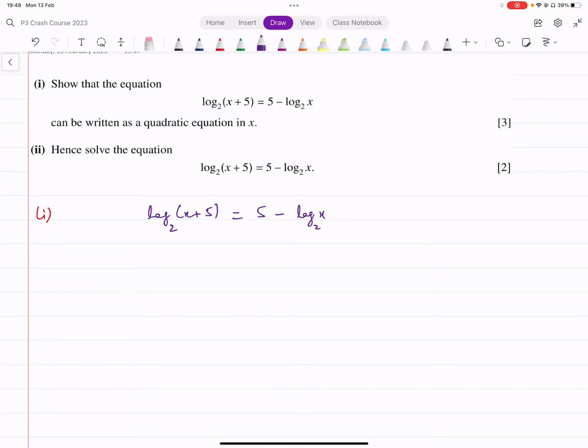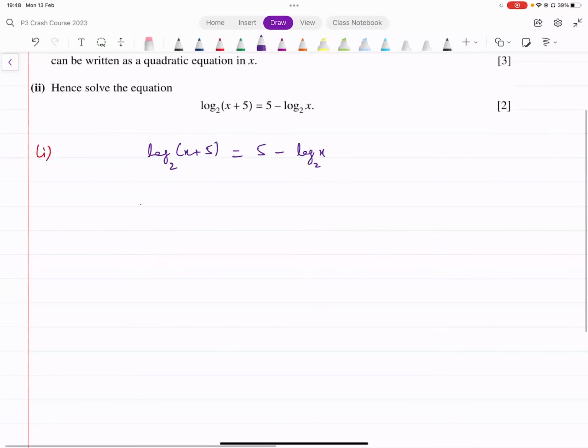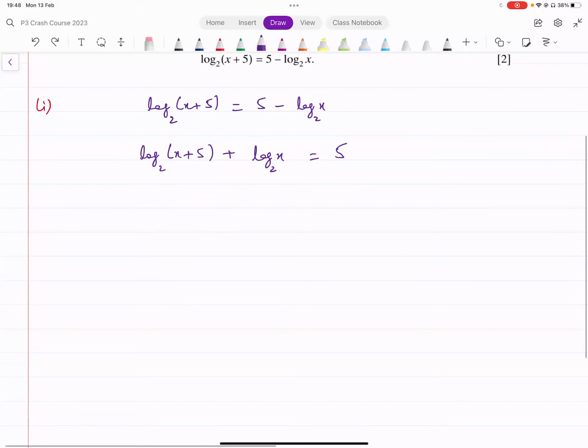Remember, one possibility is that you take all the log terms to one side. Okay, let's start with that. Take all log terms to one side: log of x plus 5 with base 2, plus log of x with base 2. On the other side, you've got 5. And now on the left side, you need to try and convert this to a single log term. How will that work?